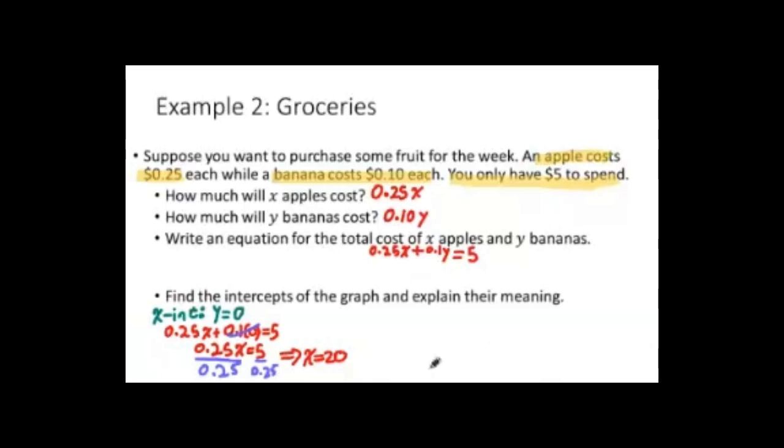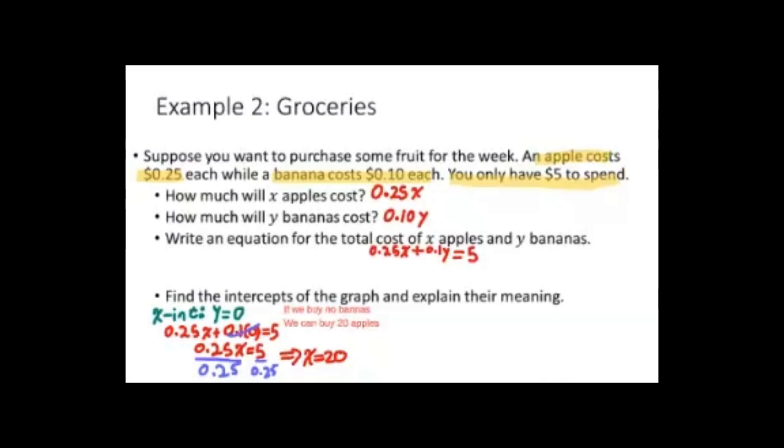Now, what does this mean? How can we interpret the x-intercept? Well, for the x-intercept, we made y, the number of bananas, 0. So here, we're buying no bananas. So if we buy no bananas, how many apples can we buy? Well, recall x represents the number of apples.